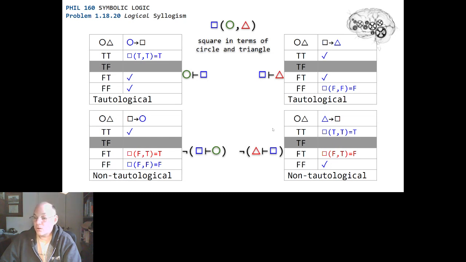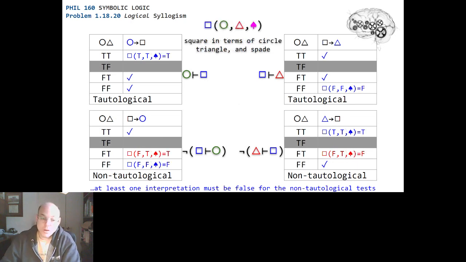But this is creating us a problem because in the first case, we need square FT to be true. And in the other case, we need square FT to be false. And so what we have to do is we've got to somehow find a square that can do that. And the way that we propose to do it is to add another variable.